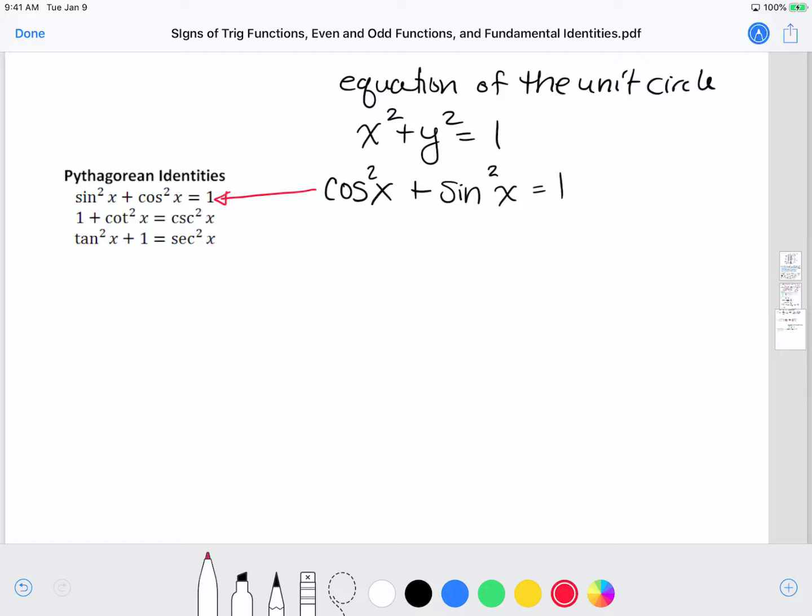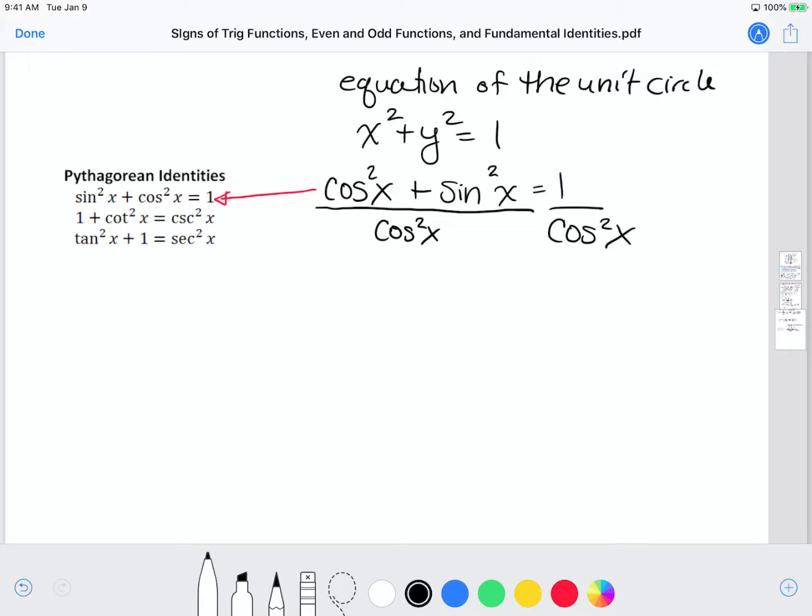So now I'm going to use the first equation, cosine squared x plus sine squared x is equal to 1, and derive the other two equations. So if I first take and divide the equation by cosine squared x. Remember, when you're working with an equation, I can do anything I want as long as I do it to both sides of the equation. So I'm going to divide both sides of the equation by cosine squared x.